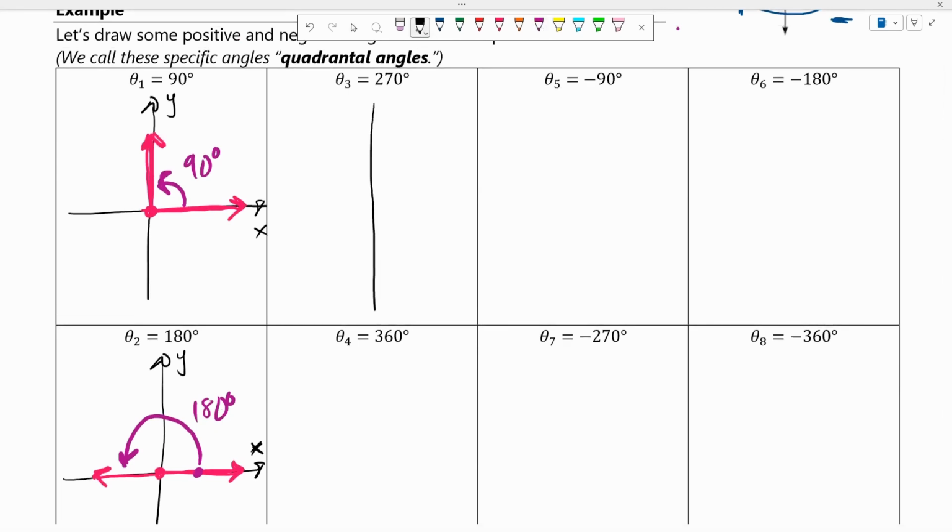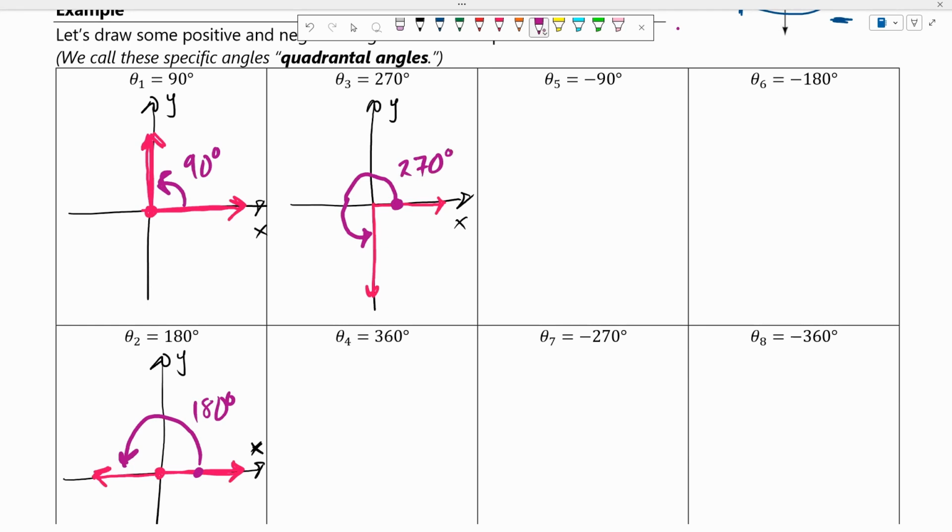Same idea. Let me actually draw my X and Y. Nice. So there we go. X, Y. My initial side is still here. Okay. But in this case, I need to go down to here. And there's a direction I got to go, right? This is a positive 270. So I got to go 90 plus another 90, that's 180, plus another 90, that's 270. So this whole angle from here all the way around to here, that is 270 degrees.